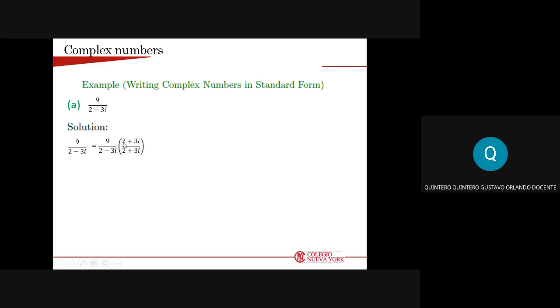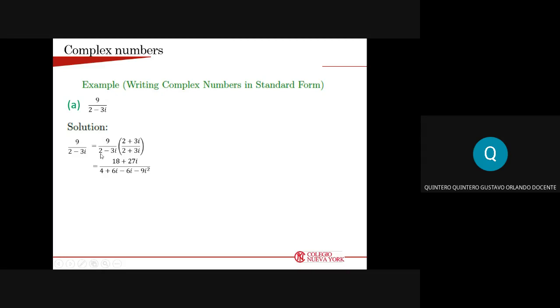9 times 2 will be 18. And 9 times 3i will be 27i. Just a regular multiplication. Down, we can use FOIL, right? This is a multiplication of complex numbers. We can use FOIL. So 2 times 2, 4.